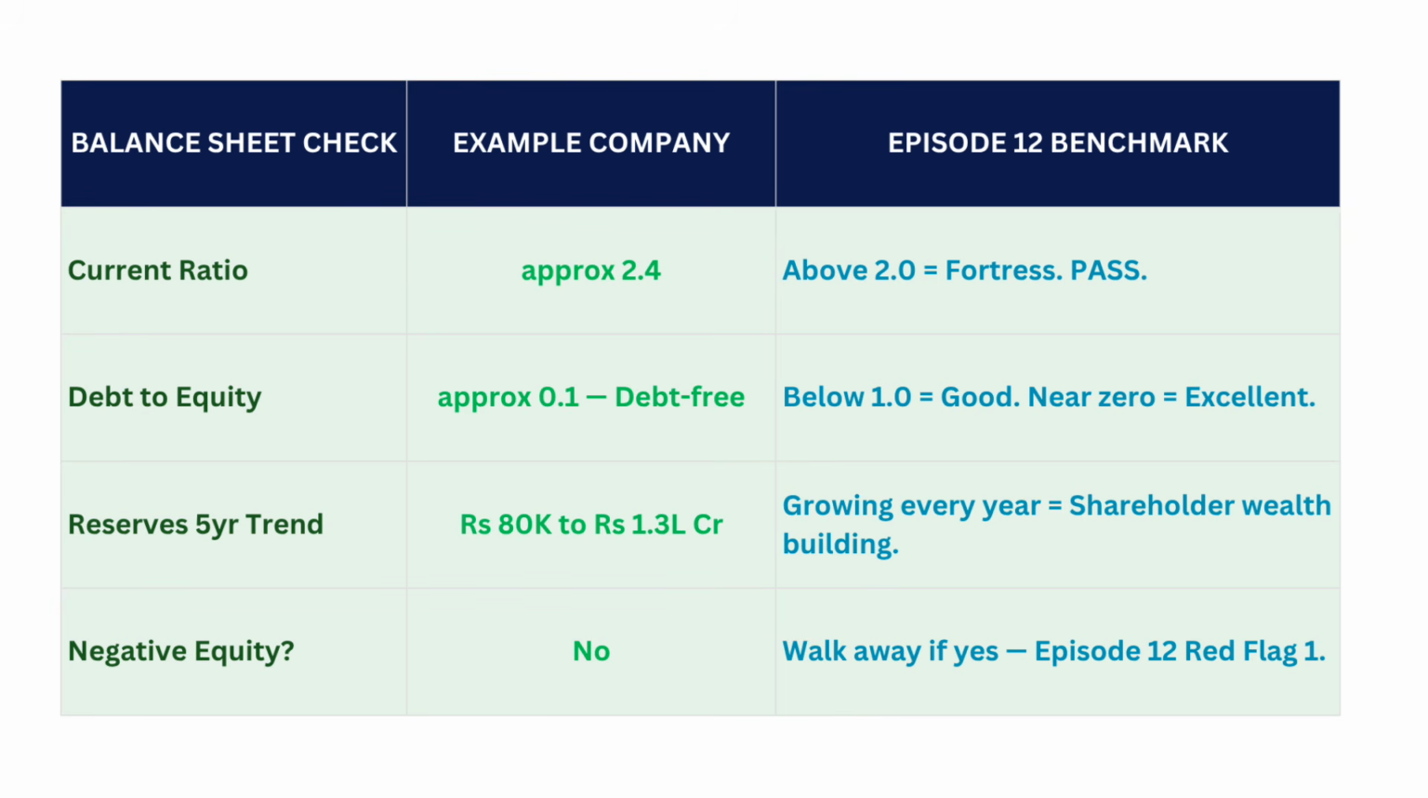Then the next balance sheet check is debt to equity ratio. In the example company, we see approximately 0.1, debt free. Episode 12 benchmark: below 1 is good, near 0 is excellent. Then the next check, reserves 5-year trend. In the example company, we see 80,000 crores to 1.3 lakh crores. Episode 12 benchmark: growing every year equals shareholder wealth is building.